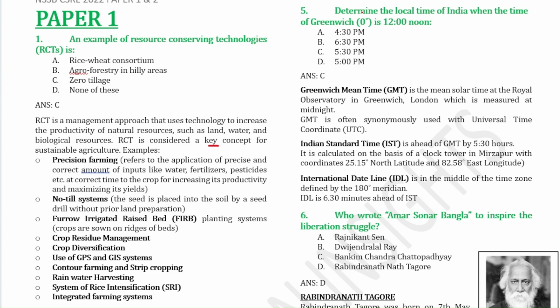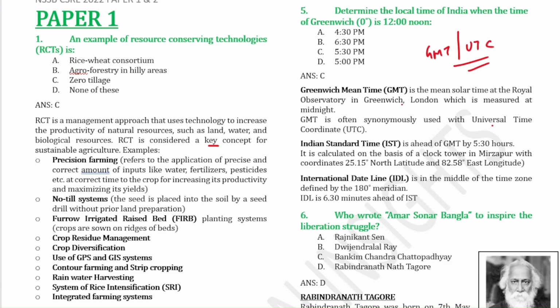Question number 5, determine the local time of India when the time of Greenwich is 12 noon. This is Greenwich Mean Time, that's GMT. This is the mean solar time at the Royal Observatory in Greenwich, London, and it is measured at midnight. GMT is synonymously used with UTC, that is Universal Time Coordinated. Sometimes they will give you GMT or UTC, so it means the same. Now Indian Standard Time, IST, and IDL, that is International Date Line.